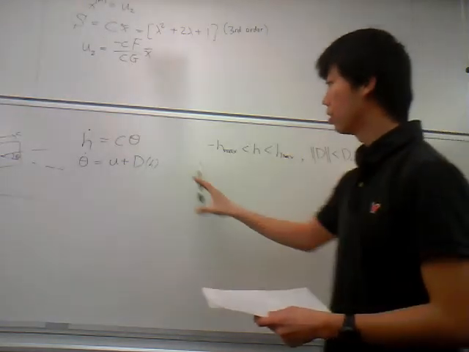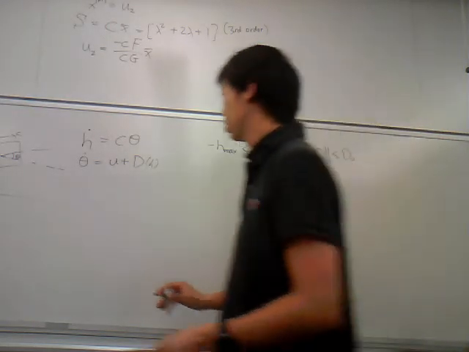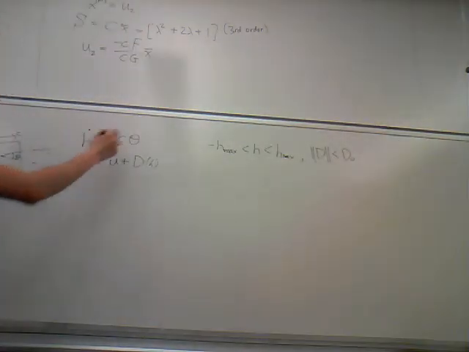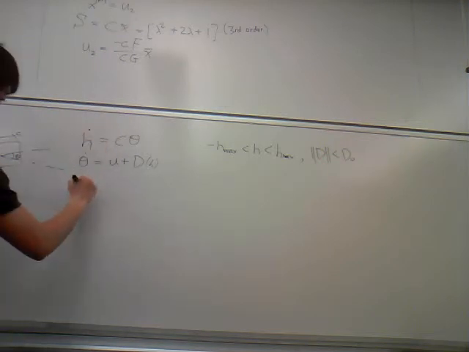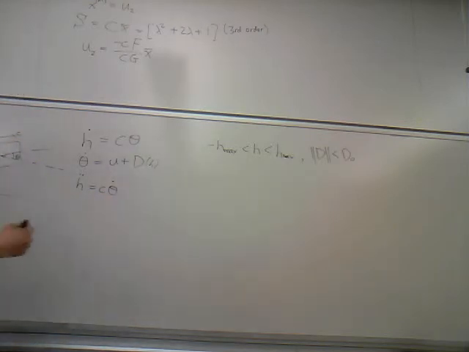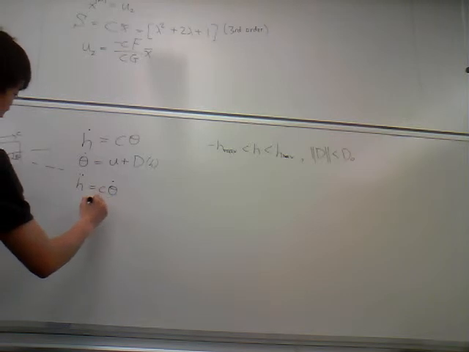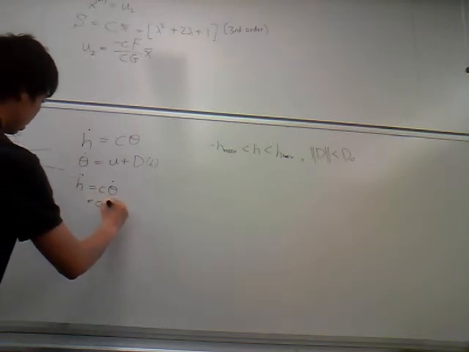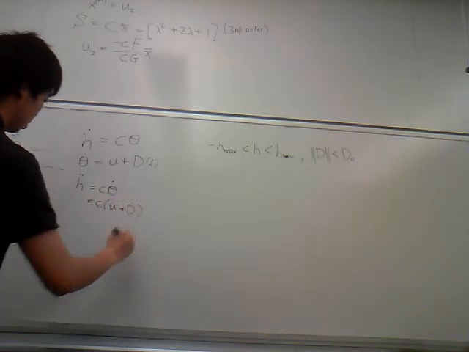So let's see what we can do with this first. This is kind of funky, so I'm just gonna first differentiate this and get the plant in our proper, usual form. So h double dot is c theta dot, which equals c times u plus d.